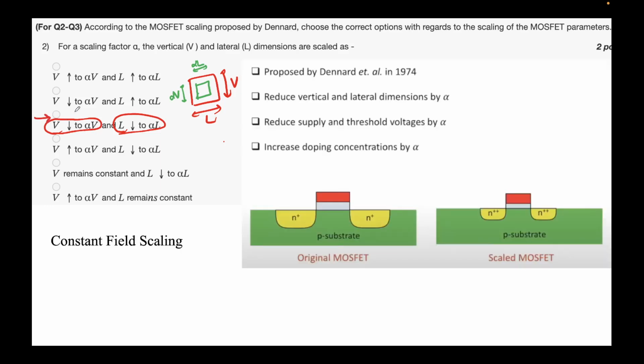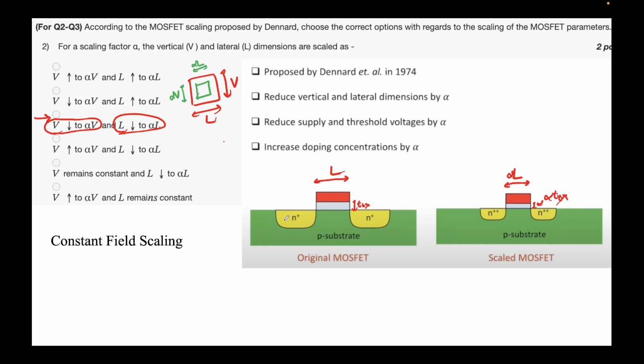Okay, let's demonstrate it in a different way. As proposed by Dennard, this is from a lecture slide by the way, we reduce vertical and lateral dimensions by alpha. Here, what dimension do we have? This dimension L, the channel length, has become alpha times L. You can see all other things have reduced. This is your TOX, and here you can clearly see it's smaller, alpha times TOX.